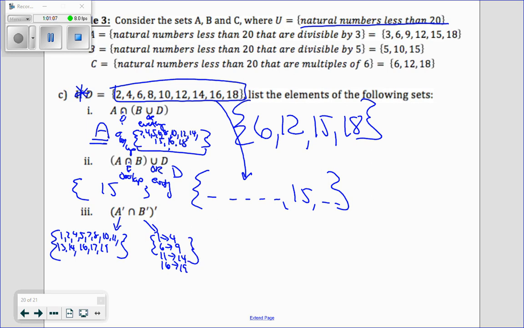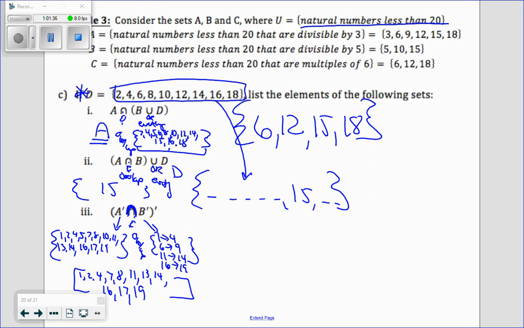Okay? Now, what does this guy mean? Is that "or" or "and"? That is "and". So what is the overlap? So what's the overlap here between these two? 1, 2, 4, 7, 8, 14, 16, 17, 19. Okay?